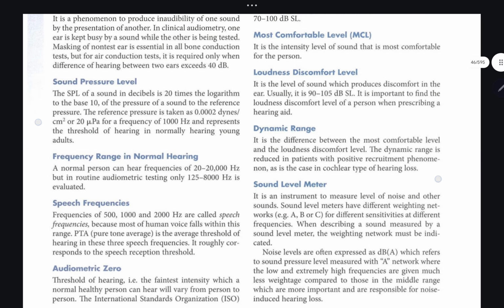Most comfortable level. It is the intensity level of sound that is most comfortable for the person. Loudness discomfort level. It is a level of sound which produces discomfort in the ear. Usually it is 90 to 105 decibels sensation level. It is important to find the loudness discomfort level of a person when prescribing a hearing aid. Dynamic range. It is the difference between the most comfortable level and the loudness discomfort level. The dynamic range is reduced in patients with positive recruitment phenomenon, as is the case in cochlear type of hearing loss.